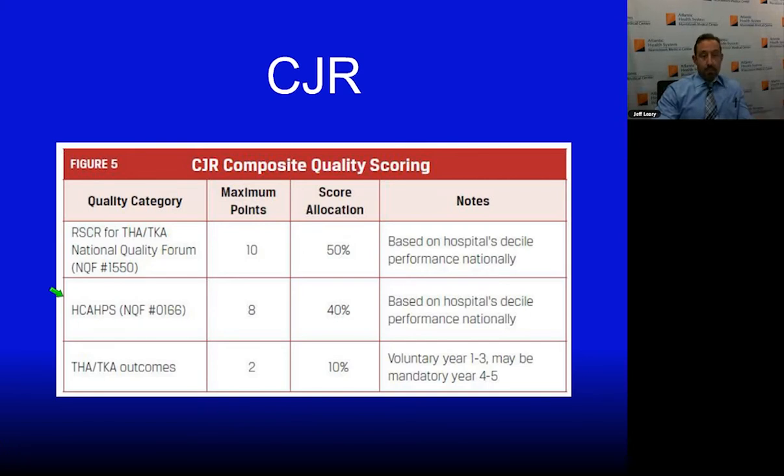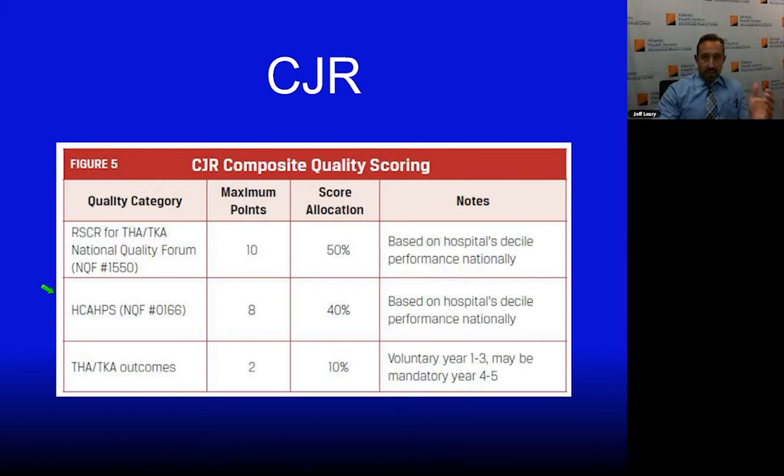However, it makes it much more difficult to get a high score if your hospital is not performing well on every single floor with every single patient survey. So it makes it a little more difficult to achieve a high score. And then you have the outcomes, which are your patient-reported outcomes.